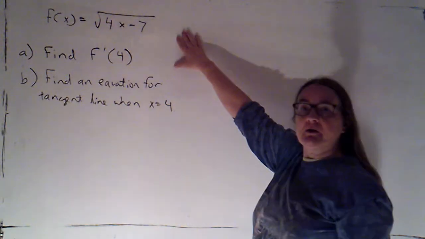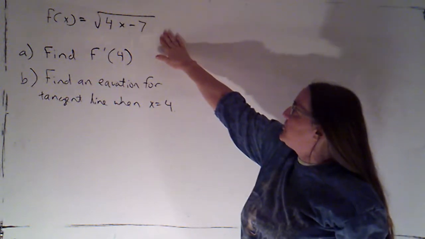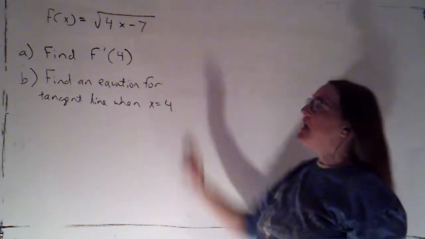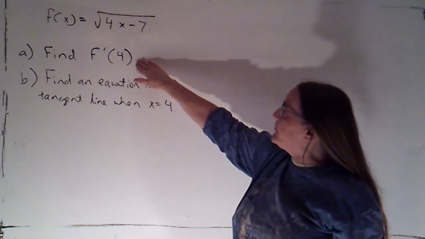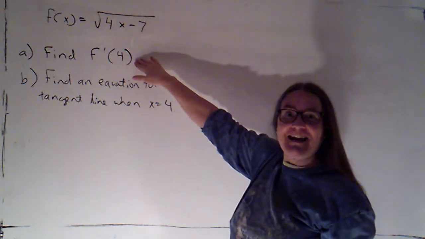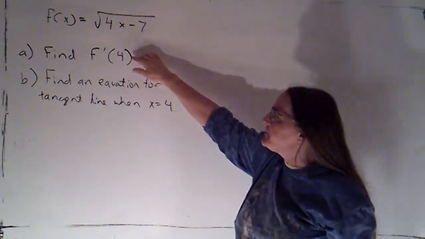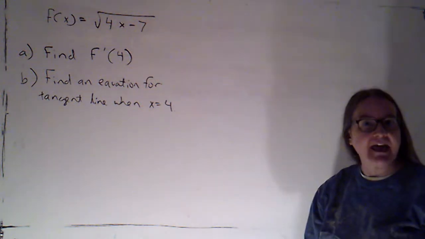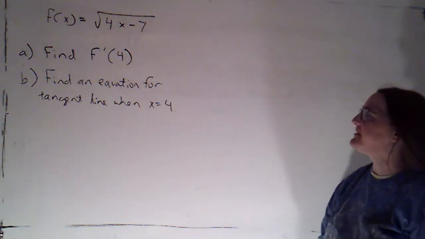There's a problem up on the board here. This one is for you to try. f of x is the square root of 4x minus 7. I'm asking you to first of all find f prime at 4. That's the derivative or the slope of the tangent line when x is 4. So that's going to be similar to what we did in the last video, but with a different function, obviously.